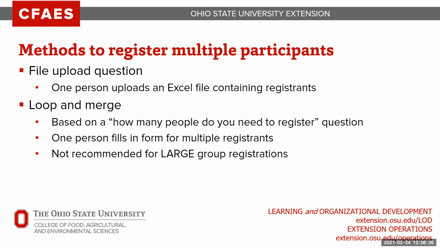Another way is to use the loop and merge feature in Qualtrics. You would set up a question that asks them, how many people do you need to register for this event? And then they would type a number in. Then one person would fill out basically a different web form for each registrant they said they needed. So if they said they needed to register 5 people, then 5 registration forms would pop up where they would enter the contact information: first name, last name, email address.